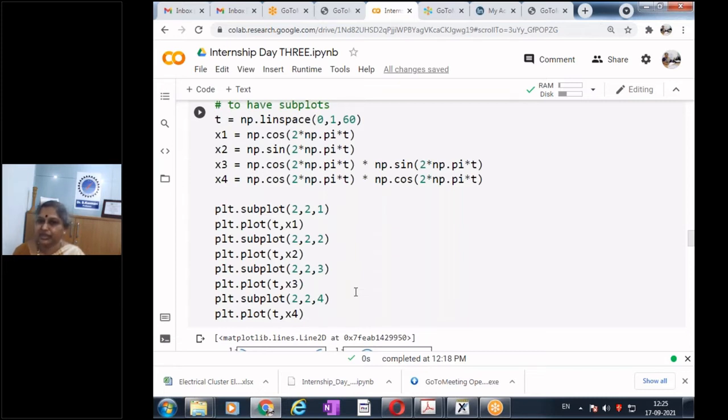This is just to have a different way of representing our result. And 2 comma 2 is just an example. You can have 1 comma 2, 2 comma 1, 3 comma 3, whatever you feel like. So the same single figure is split into a lot of subplots, and within each you can draw whatever you want. Are you doing it? Please do it.